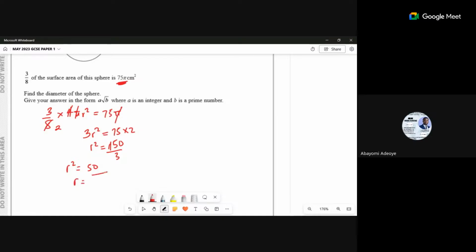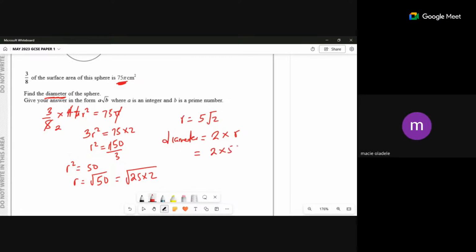So r equals square root of 50, right? So what is square root of 50 in short form? 25 times 2, right? So what's square root of 25? 5. So that's 5 root 2. So that's the radius. So we have to find the diameter. So the diameter equals 2 times the radius. So that is 2 times 5 root 2.